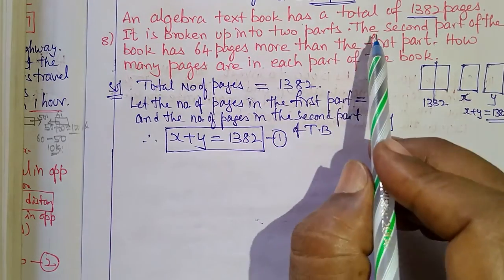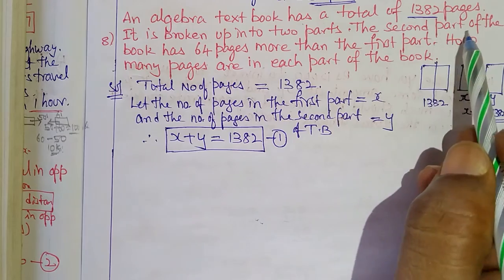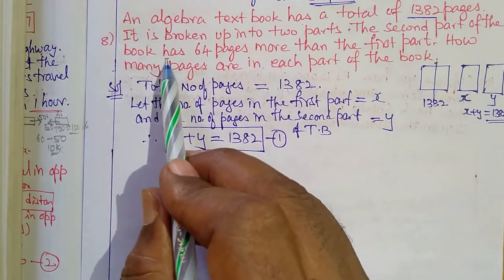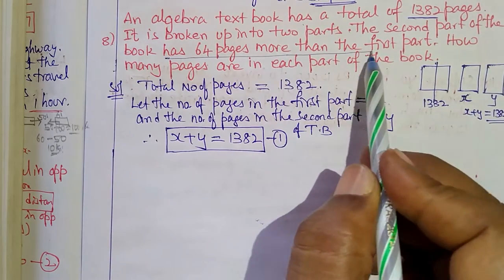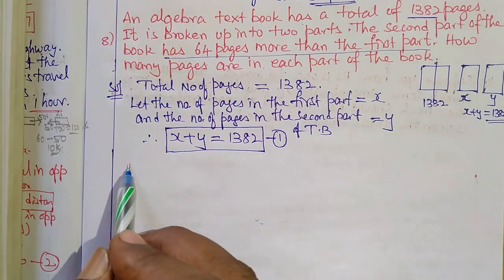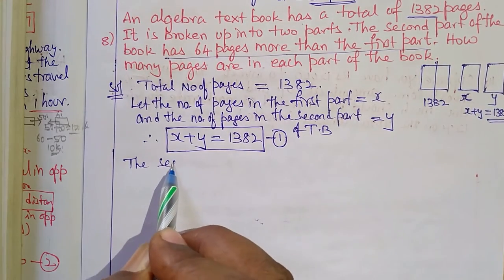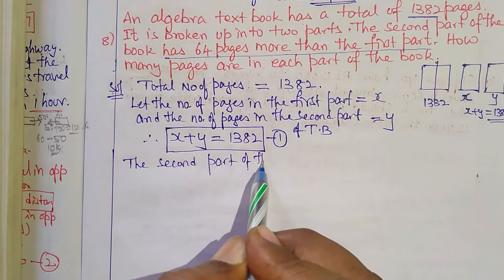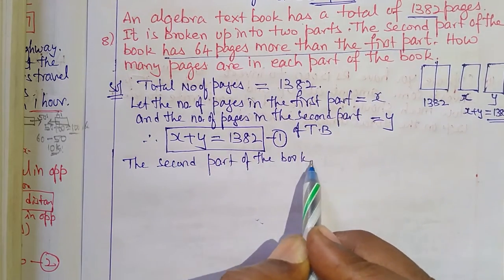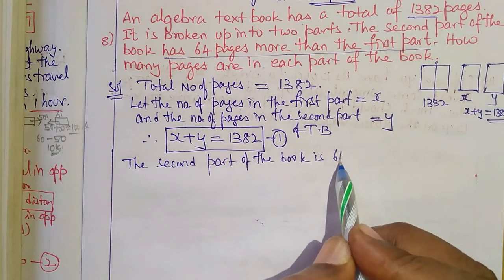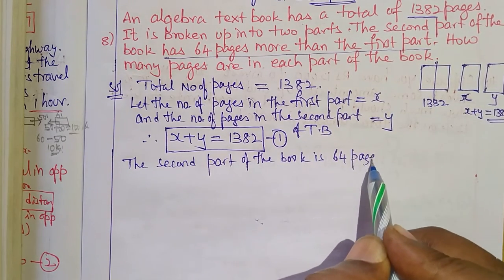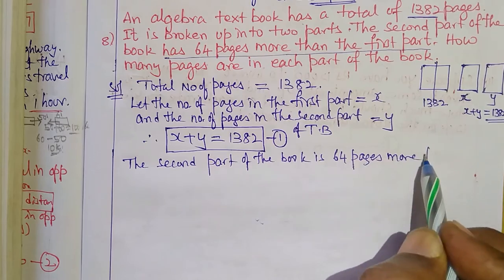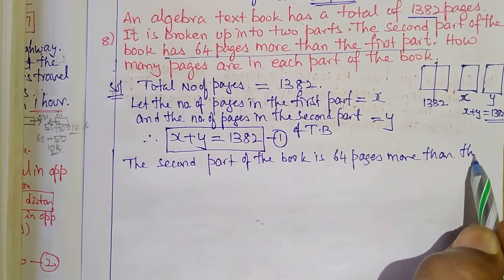Now what is the second condition here? See, the second part of the book is 64 pages more than the first part.